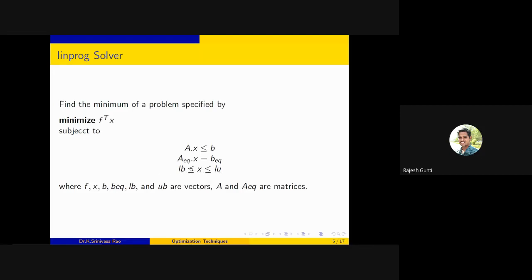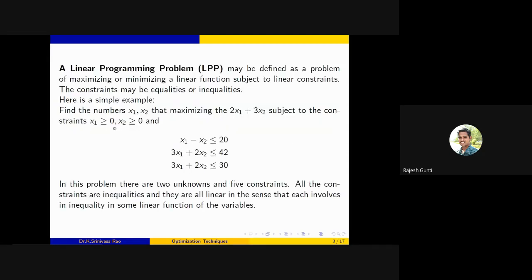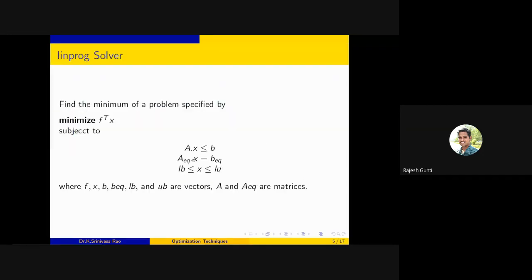In the previous problem, only lower bounds are there: x1 greater than or equal to 0, x2 greater than or equal to 0, and only less than or equal to constraints are present. There are no upper bounds. There is no limit for the upper bound. All are less than or equal to constraints. There is no equality constraint.